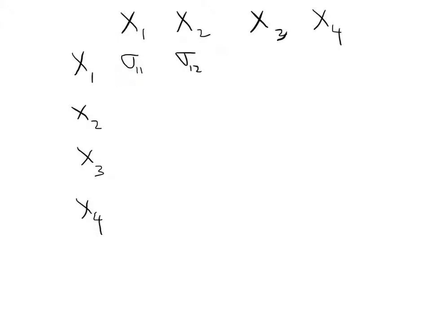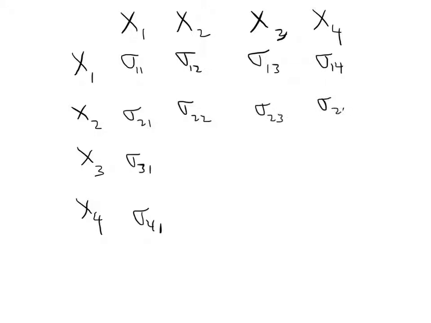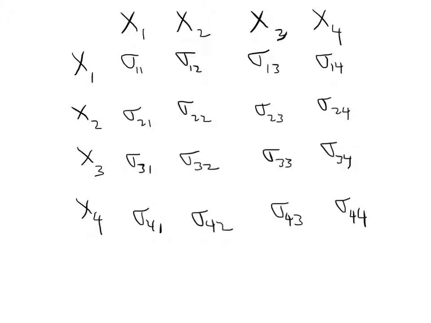I'm going to do covariance of 1 with 2, which is sigma 1, 2, sigma 1, 3, sigma 1, 4, sigma 2, 1, sigma 3, 1, sigma 4, 1, sigma 2, 2, sigma 2, 3, sigma 2, 4, sigma 3, 2, sigma 3, 3, sigma 3, 4, sigma 4, 2, sigma 4, 3, sigma 4, 4. Okay, so the sigmas are simply all of the covariance terms.